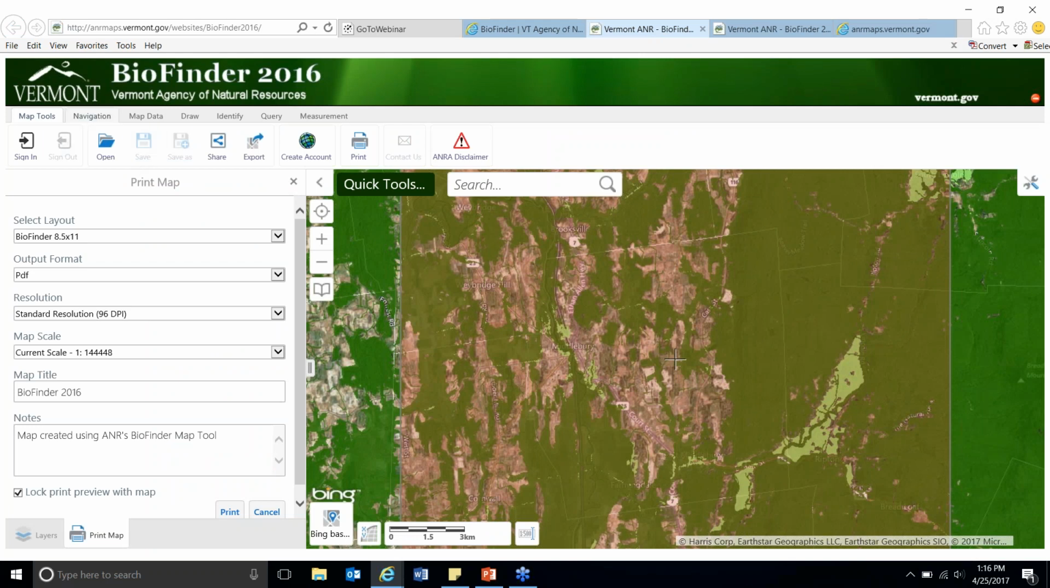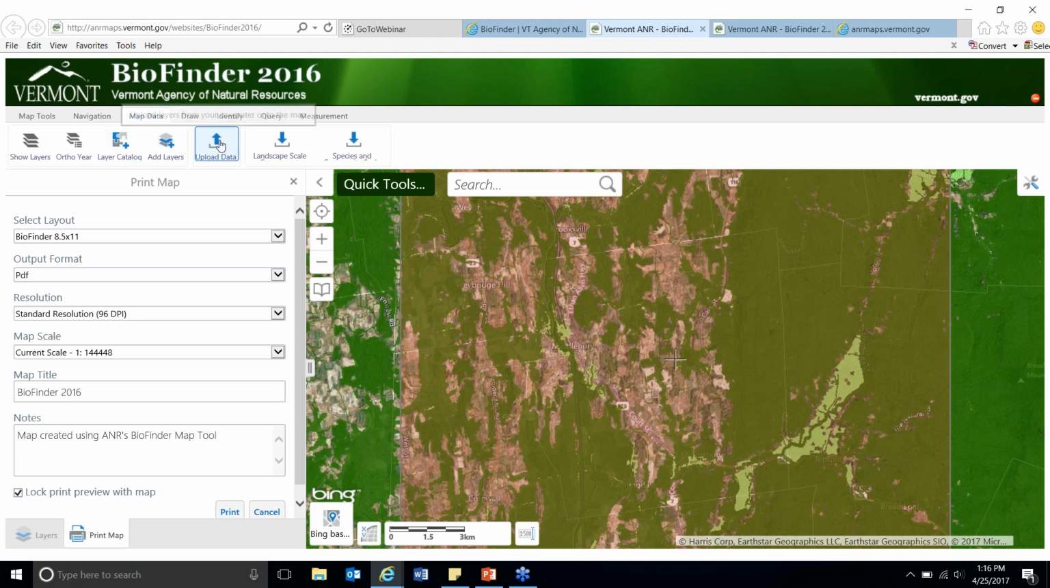Some other tools that are especially handy, there's some navigation tools. We don't have a lot of time, so I'm going to quickly pass over those for now. And I'll go to map data.